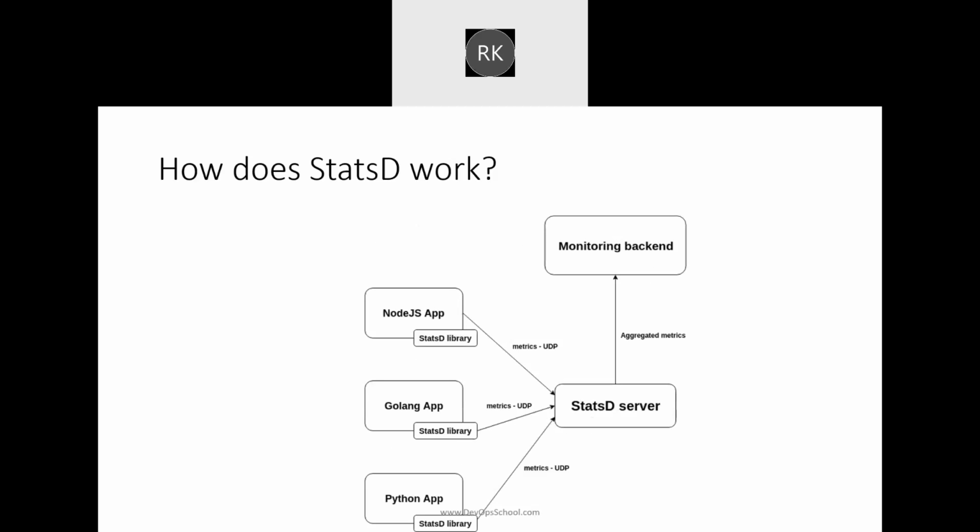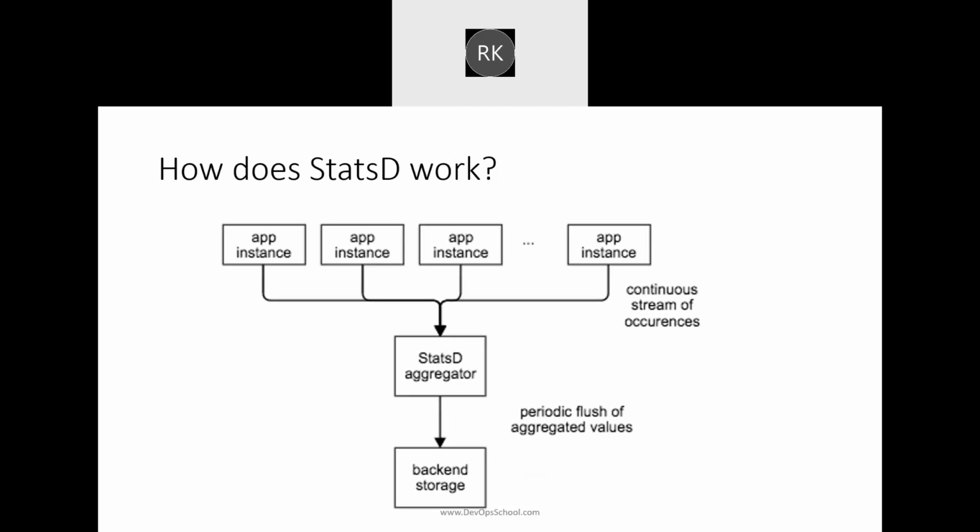Are you all understanding StatsD? Yes. So what does flushing the aggregated values mean? Flushing means StatsD has no permanent storage. All the apps are sending the data to StatsD, it's a daemon, and the daemon has to flush all the data to the permanent storage. That process is called flushing, periodically flushing of aggregated values.